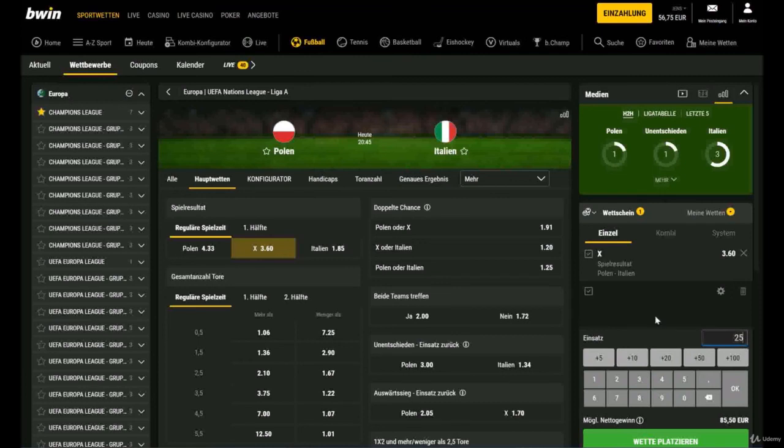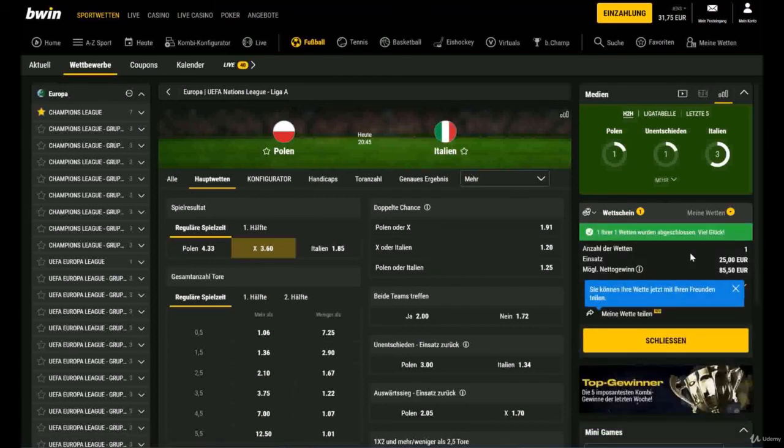I'm going to play it with half a unit, 3.6 odds. There's high odds, so I'm going to play it with a very small bet, half a unit. Place the bet. Okay, and tomorrow we'll know if I was right with my prediction.